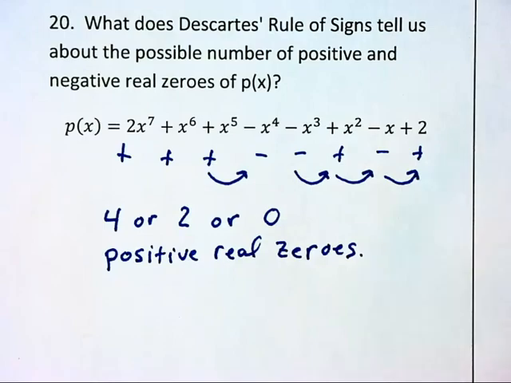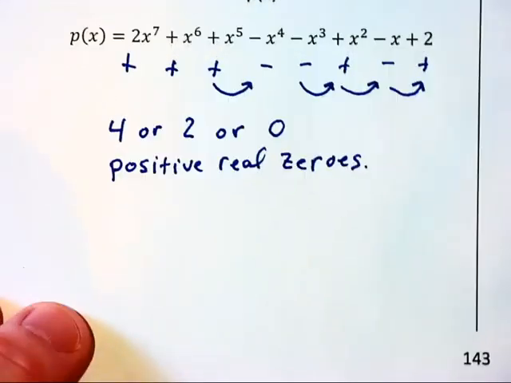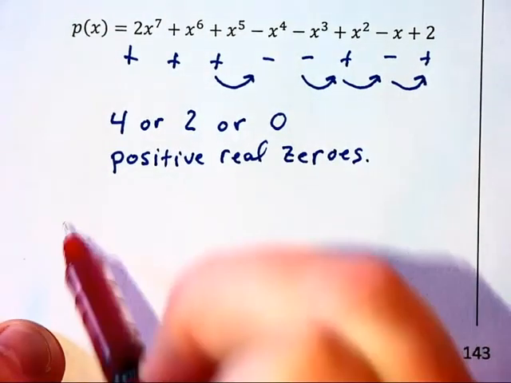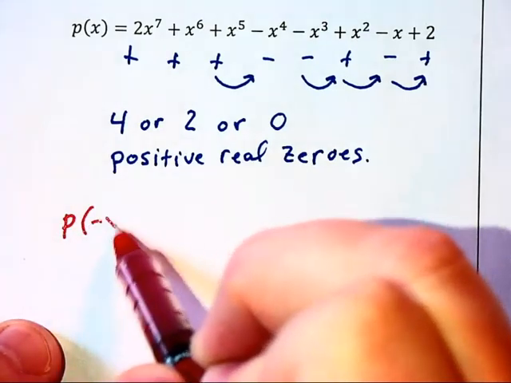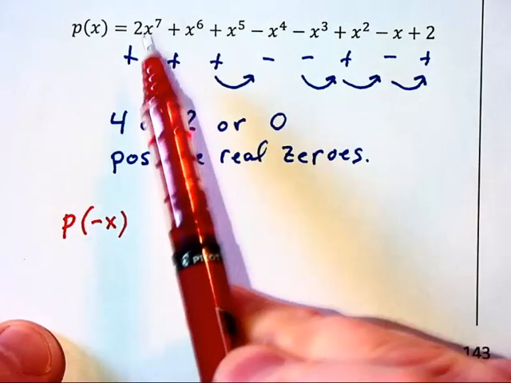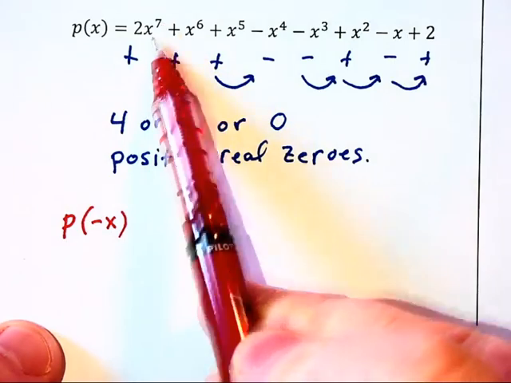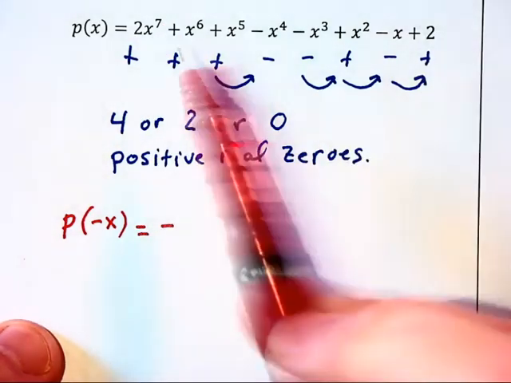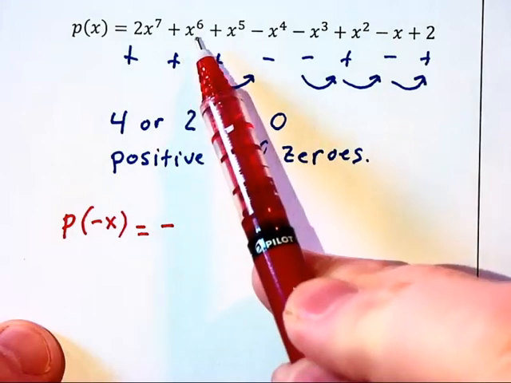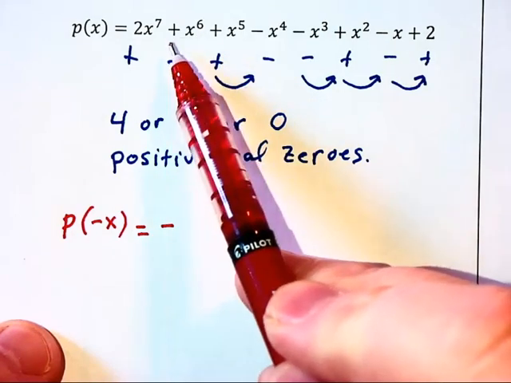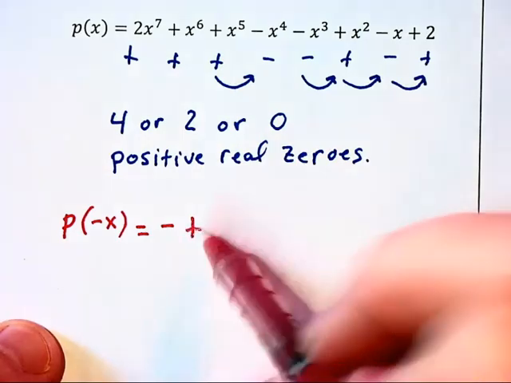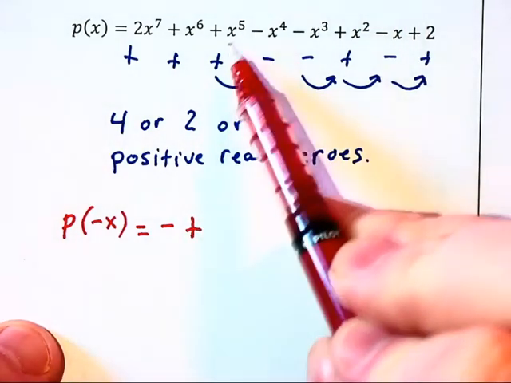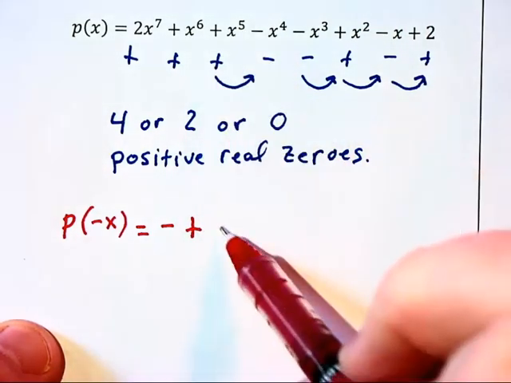As far as the number of negative real zeros, we are going to substitute negative x in for x. Now, when we raise it to the 7th power, we get a negative times the positive 2 in front. That makes that first term negative. The negative to the 6th power is positive times the positive in front makes a positive. A negative to the 5th power is negative times the positive in front makes a negative.